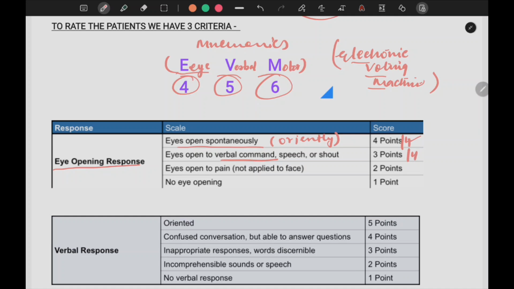Eyes open only to pain. What kind of pain? The pain is actually applied on the fingers. So you put pressure on the edge of the finger of the patient, and when you press his fingers, then he opens his eyes. That is when you give 2 scores out of 4. And when the patient is not opening the eye, that is when you give him a score of 1 out of 4, right? Which is considered to be a very poor or even the worst score.